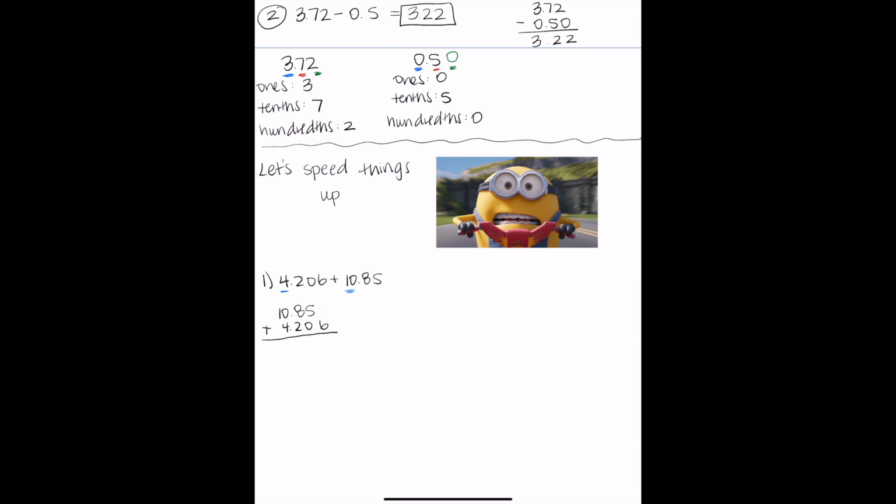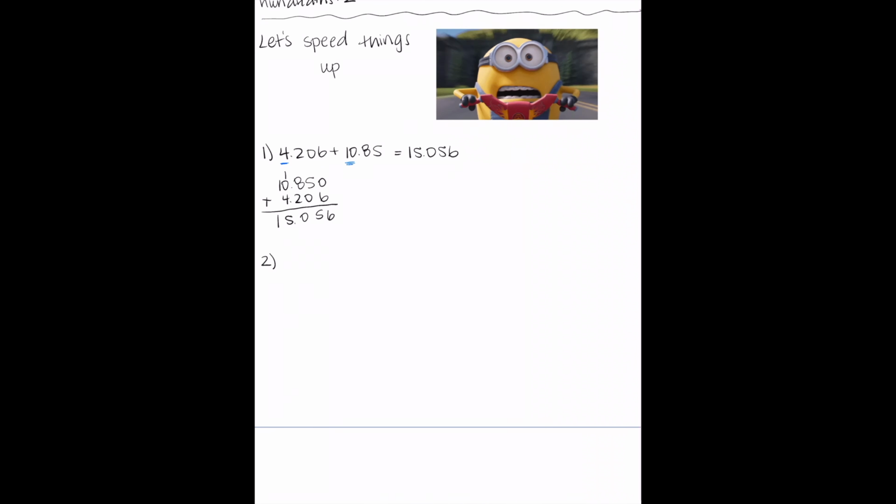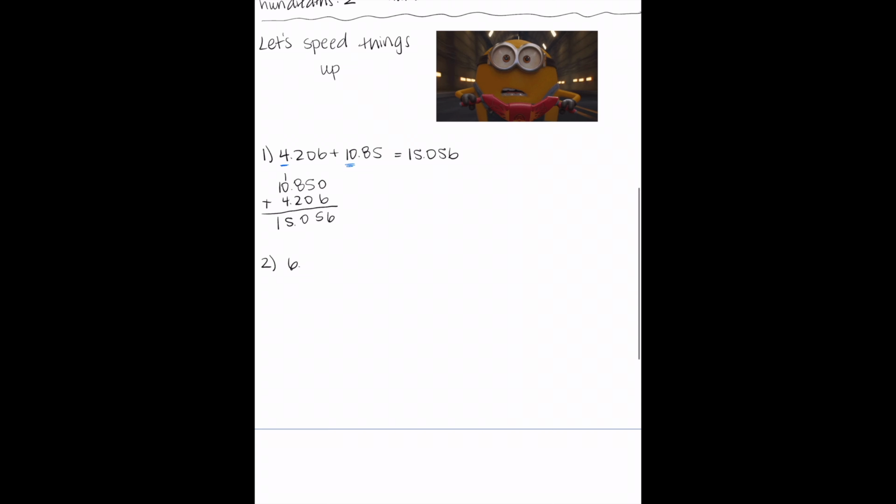Once we do that, we can just add like normal. So we put the 0 in, we'll have 0 plus 6 is 6, 5 plus 0 is 5, 8 plus 2 will give me 10, carry the 1, we'll get 4 plus 1 is 5, and then the 1 comes down, so we get 15.056 for number 1. Now we'll move on to number 2.